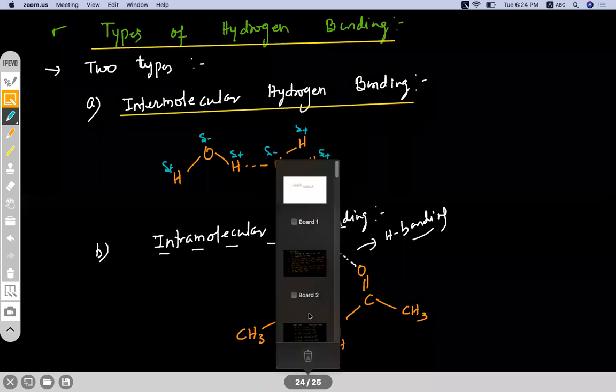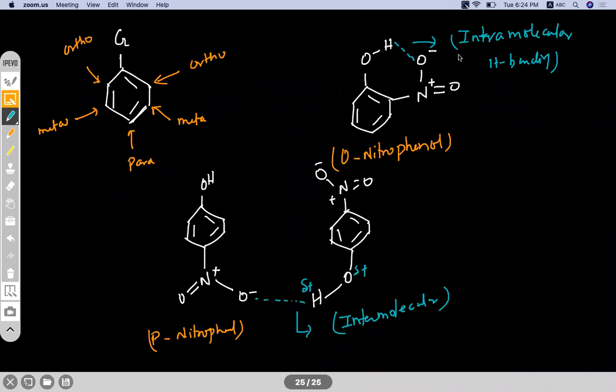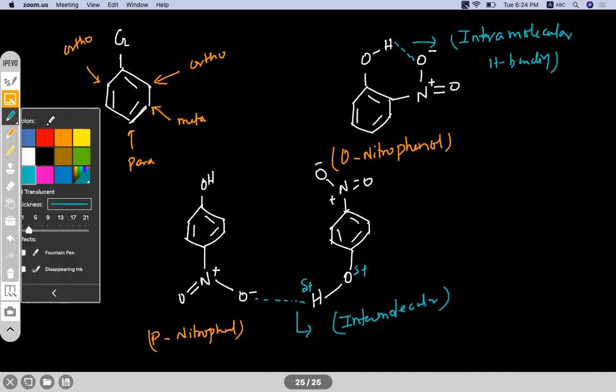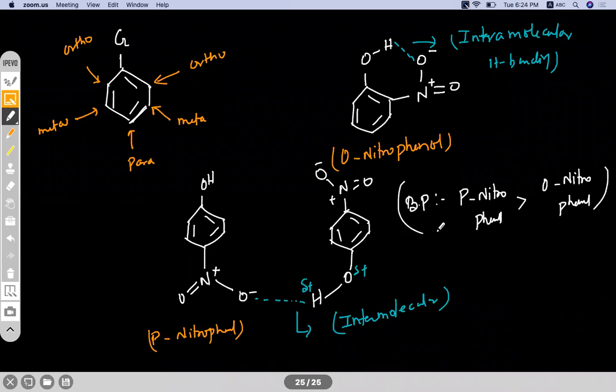All of you have done? Finished? Now, because of intermolecular hydrogen bonding, the boiling point increases. This is the property here, right? That's why, for the boiling point order, if I write down, for para-nitrophenol the boiling point is more than that of ortho-nitrophenol. This you must remember.